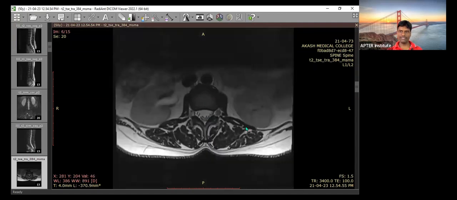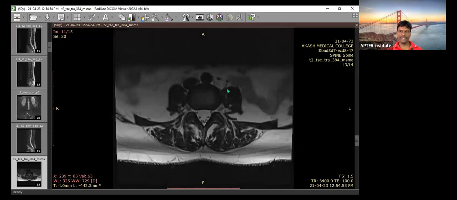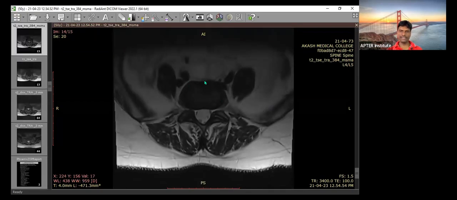All right. So this is the top level. And as you go down, down, down, we are moving towards the lower lumbar spine. And now we have gone to the L5 S1 level. At this level, you could see a broad-based disc bulge.